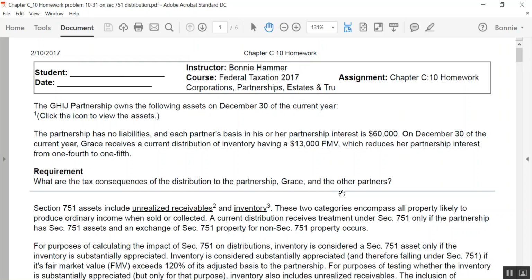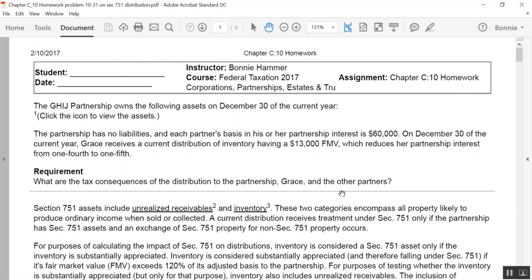They don't give you that in the problem, but if you had some sort of an asset which had within it a recapture item, so a built-in recapture item that had not been recognized yet, then that would be an unrealized receivable. And you might see that in practice, but they're not giving an example of that in the book. And then inventory is the second kind of 751 asset.